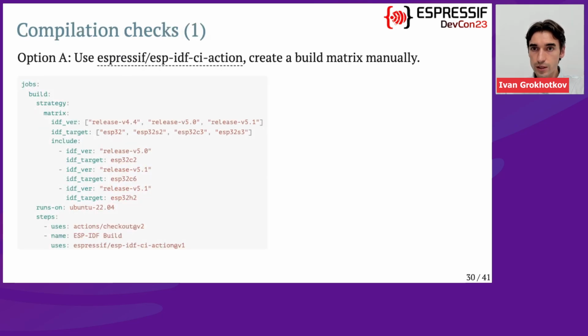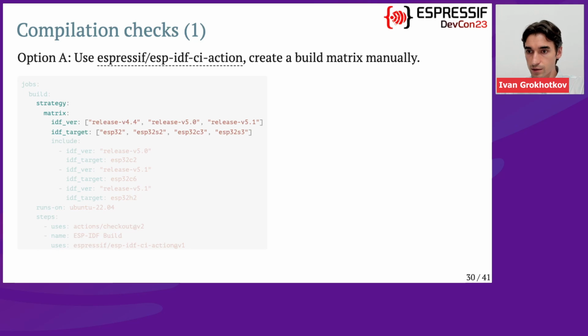So for compilation checks, for projects that are maintained on GitHub, again, we have a CI action called ESP-IDF CI action. In this case, we define the build matrix. We can build the component for all combinations of those releases and the chip targets, and we can specify some additional releases and chip targets this way.